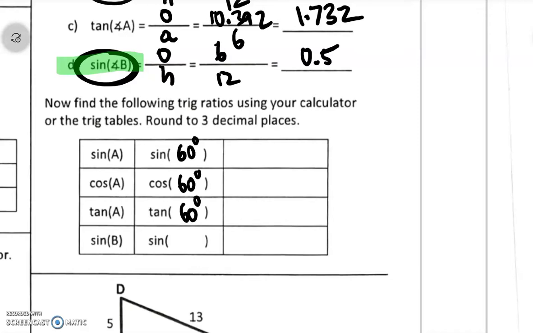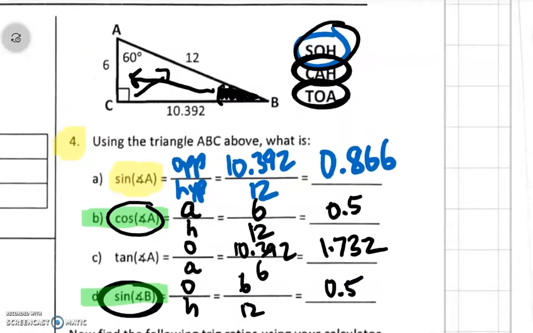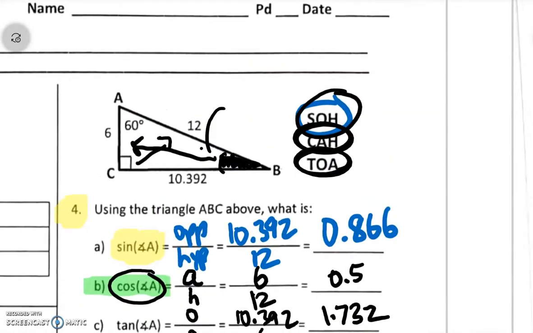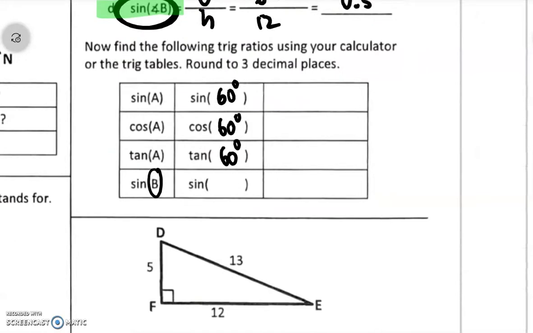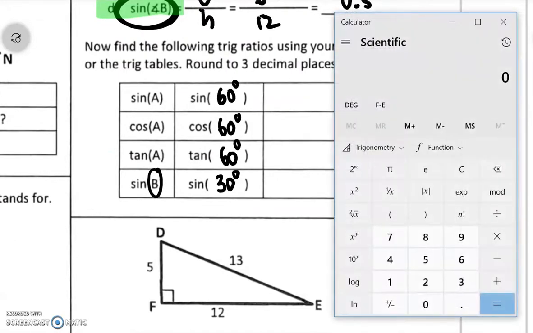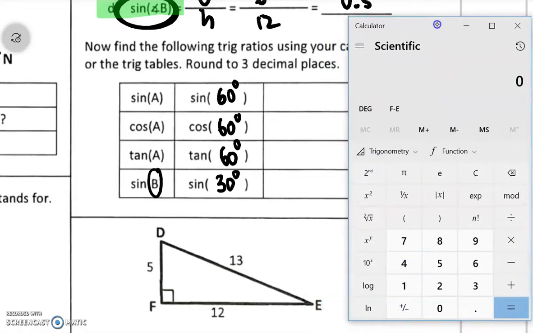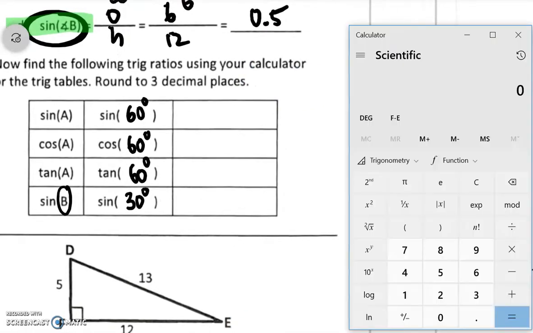And then the last one, it says sine of angle B. Well, angle B is going to be 30 degrees, right? Because that's 90 plus 60 is 150. Subtract that from 180, and you have 30 degrees, right? So angle B is 30 degrees. So we're going to find the sine of 30 degrees there, and then we're just going to punch this in our calculator. That's all it's asking us to do. So let's move that over.